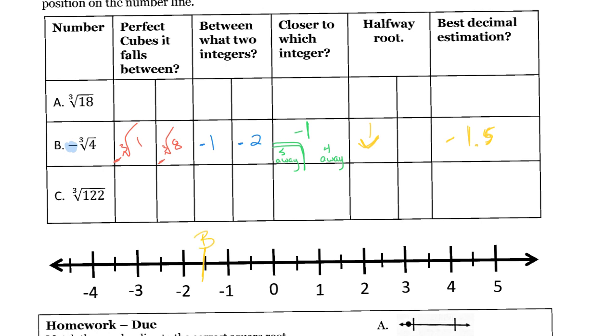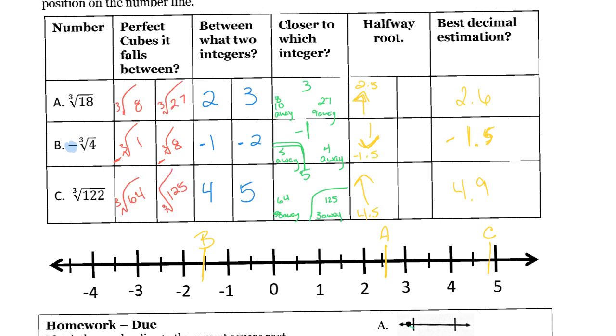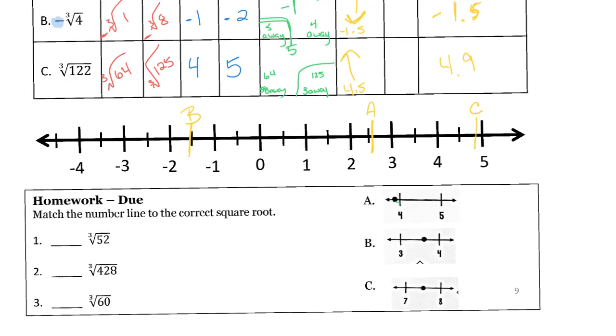All right, so I want you to do A and C and then put them on the number line. All right, so hopefully you got somewhere around 2.6. If you said 2.5, that would be okay. And then for C, 4.8 or 4.9, somewhere right around there is good too. All right, so below is your homework, so get cracking on that.